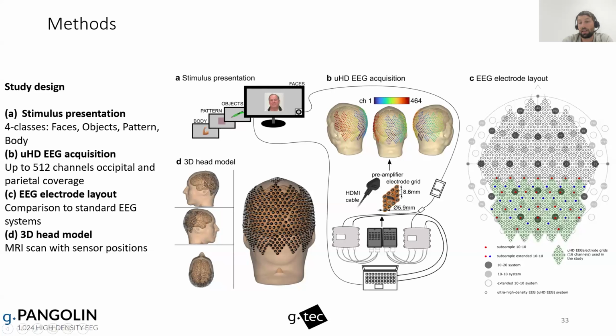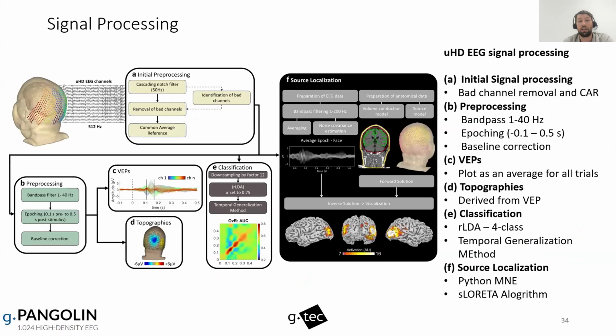So just for an explanation, we used single electrodes of the g.Pangolin system and compared it to the performance of the full layout. So the subsample of the 10-10 is here marked in red dots, the extended 10-10, for example, red and blue, and even denser than, for example, the 10-5 system that we also compared. We also used again here the MRIs of the subjects, especially because we wanted to perform the source reconstruction.